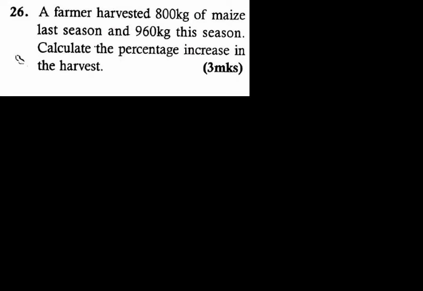That is question number 25. A farmer harvested 800 kg of maize last season and 960 kg this season. Calculate the percentage increase in the harvest. So we know that percentage increase is the increase over the original multiplied by 100%. First step is to get the increase. We have the new, which is 960 kilograms, minus the original, which is 800. So when we subtract these two, we get 160 kilograms.